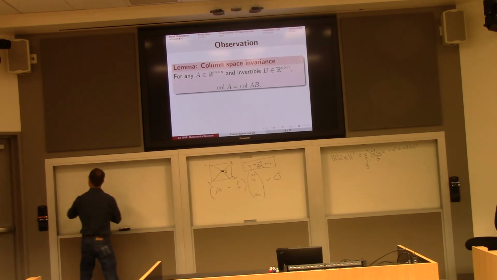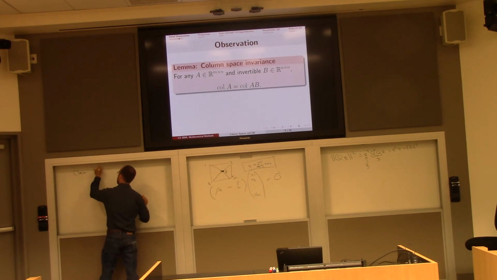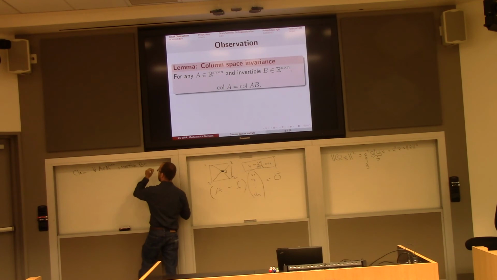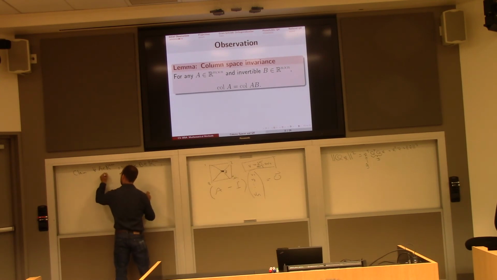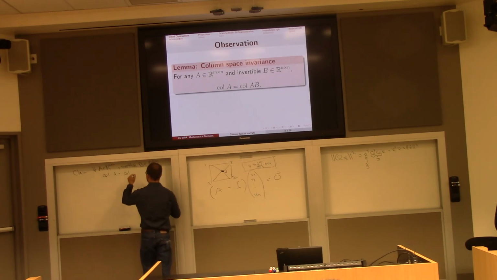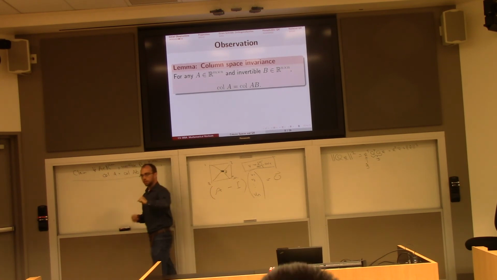So, we'll say, claim: for all A in R^(n by n), and invertible B in R^(n by n), we have the column space of A is equal to the column space of AB. Now why is this fact true? I have my notes in my bag, but hopefully we won't need them.